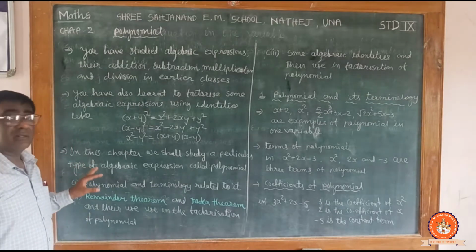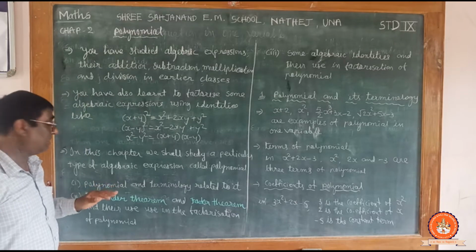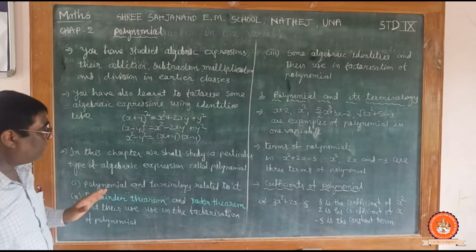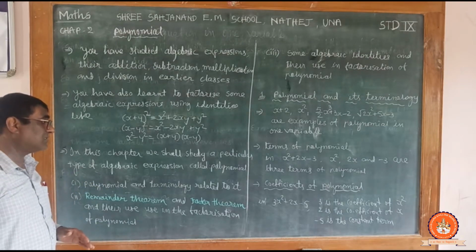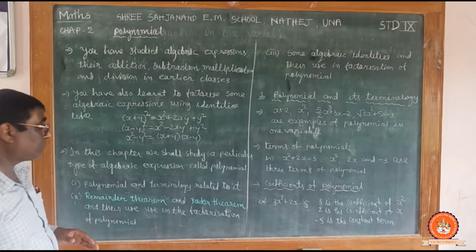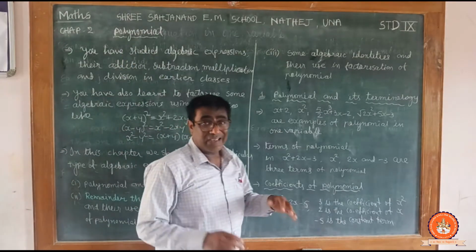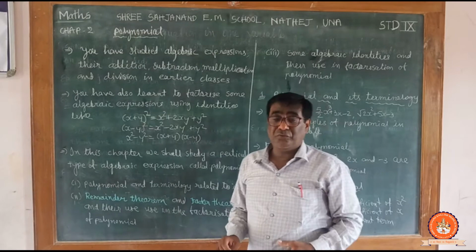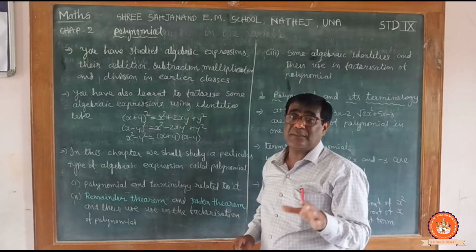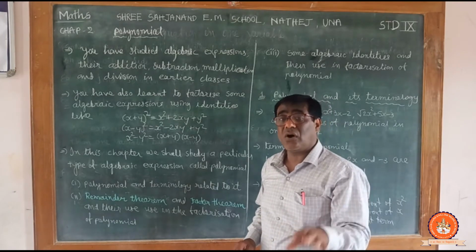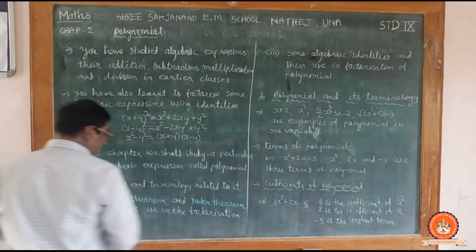Now this is what you have learned in the earlier standard. In this chapter we shall study a particular type of algebraic expression called polynomial. Polynomial is the name of the chapter. Now what is there to learn?